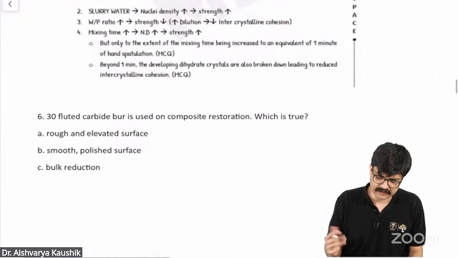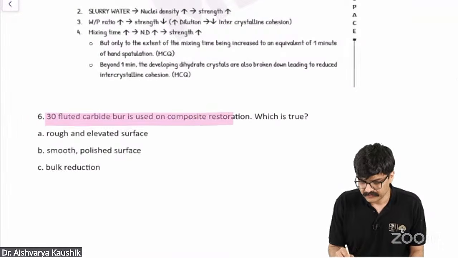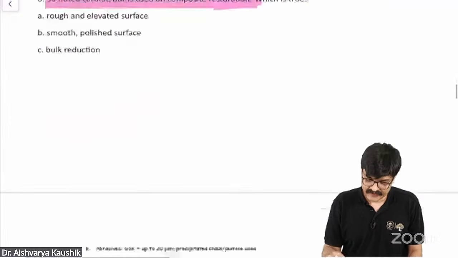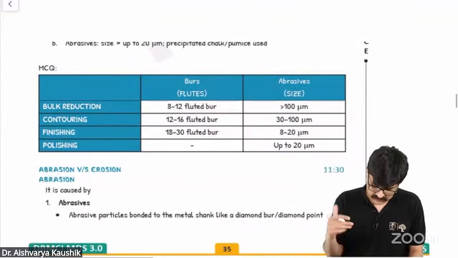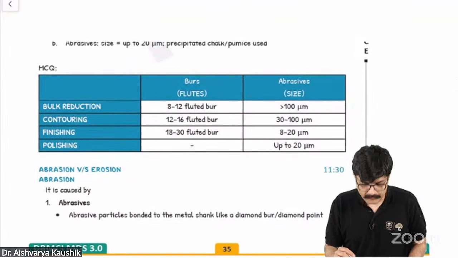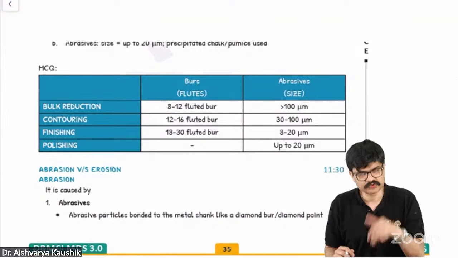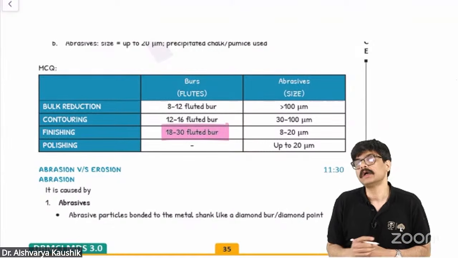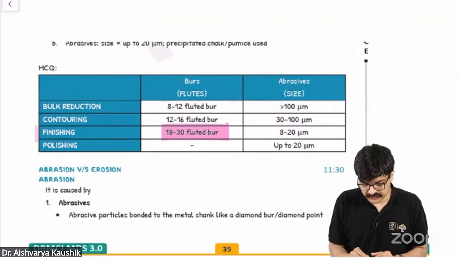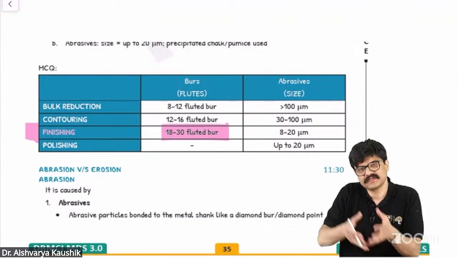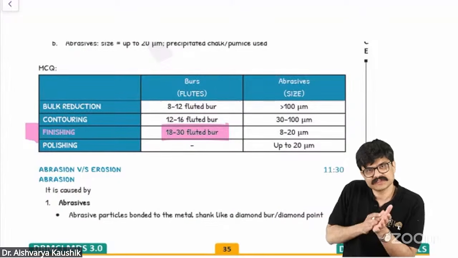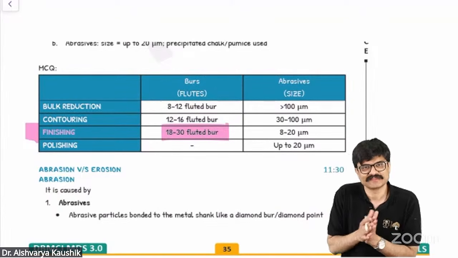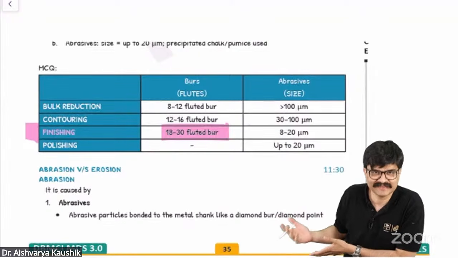A 30 fluted carbide burr, guys. 30 fluted carbide burr is, again, many a times we keep telling this, which is true. So guys, actually, if you see the table, this is right from our notes also, in your textbook also. So you have 18 to 30 fluted burr. It's actually finishing, but you all know, common sense, finishing continues into polishing. So if you just keep on doing it for some more time, you eventually end up polishing it, right?